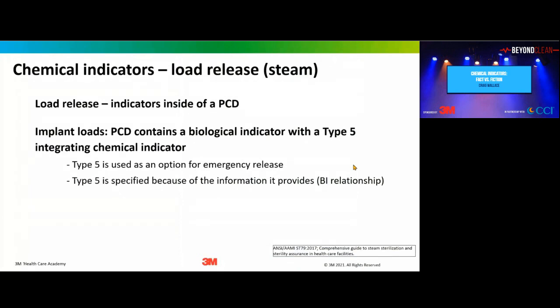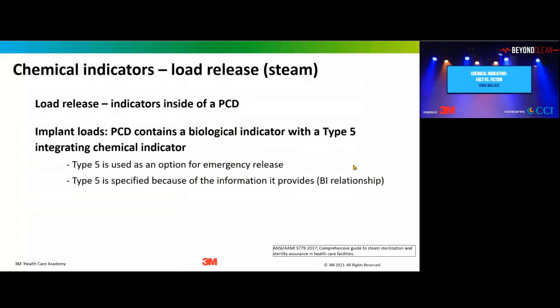So what they do in ST79 is that a PCD is used with a biological indicator, but that PCD must contain a type 5 integrating indicator as well. The reason the type 5 is in there is just a backup plan for emergency release. If there's a scenario where those instruments need to be used immediately on a patient and there is not time to get the biological result, even with these super fast biological indicators on the market today, the type 5 is to be used for that. That's the reason for requiring it in the PCD.